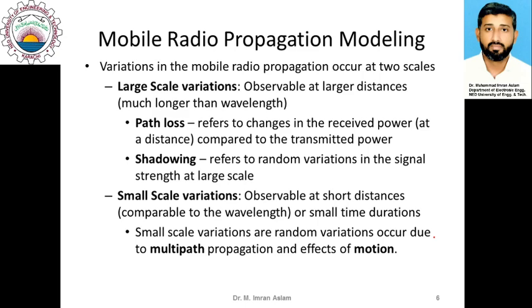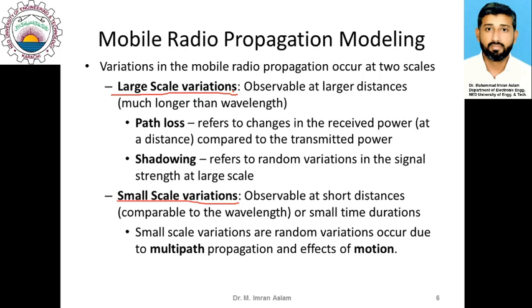Generally we divide those variations into two major categories. One is called large scale variations, and the second one is called small scale variations. Although this chapter is focused on the large scale variations, we'll be getting some basic introduction regarding the small scale variation, and we'll have detailed discussion when we start our next lecture or next chapter.